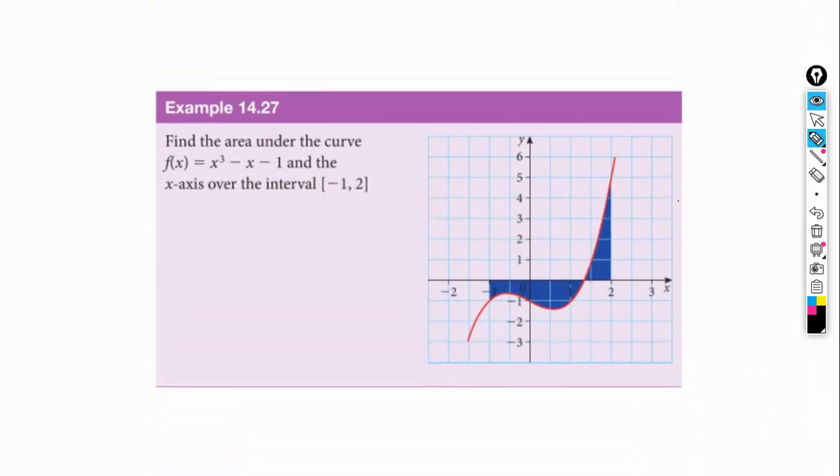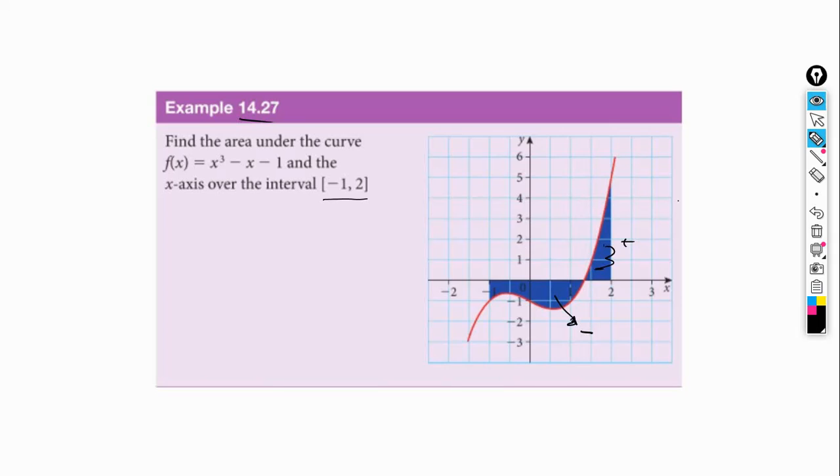Very well, so next we have example 14.27. And it says, find the area under the curve f of x is equal to x cubed minus x minus 1, and the x-axis over the interval from -1 to 2 included. So again, it's going to be the blue area, as you can see here. Now there's a problem. If you solve this one directly, like we did in the previous case, this area is going to give you a negative because it's under the x-axis. And then this one would be positive, right? But we want the areas in positive terms. We don't want them in negative terms.